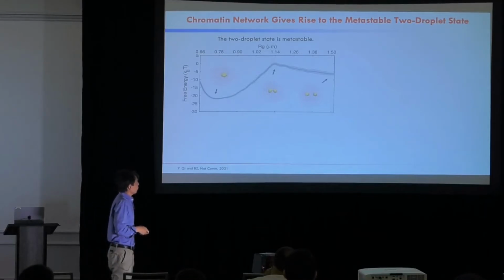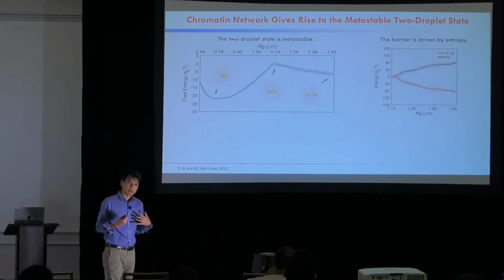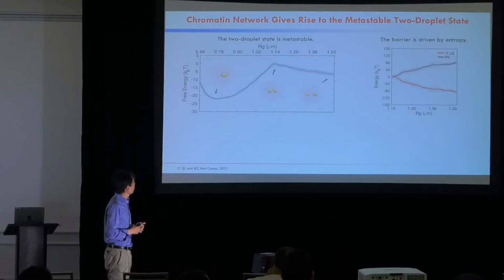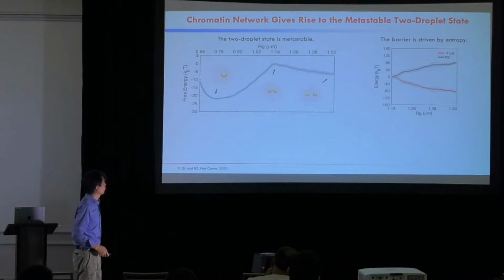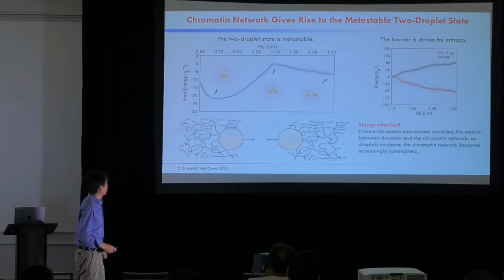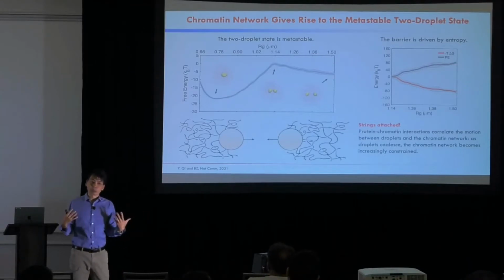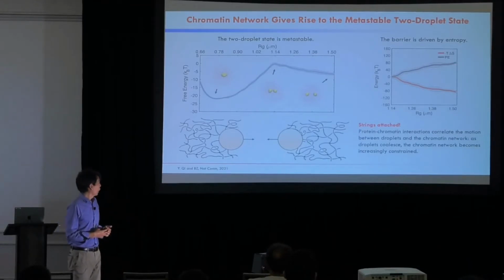This barrier is not expected from a naive classical nucleation theory, but what's really surprising is that the barrier is also mostly driven by entropy. We can do some tricks of free energy decomposition. So we scratched our heads a little bit, and in the end, we figured that there is probably a very simple explanation for this barrier.